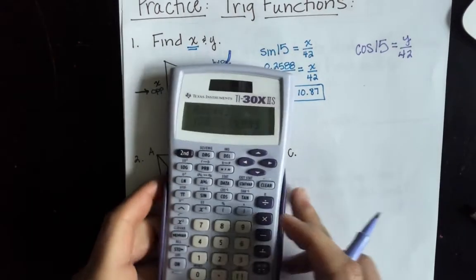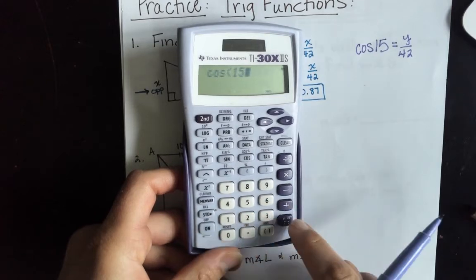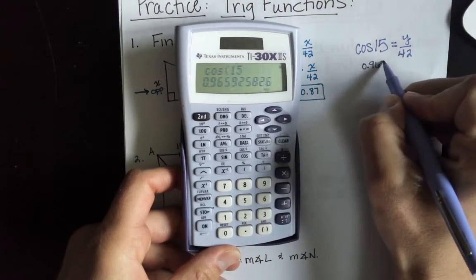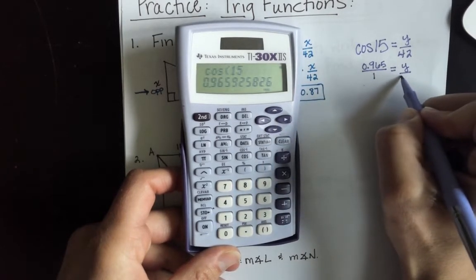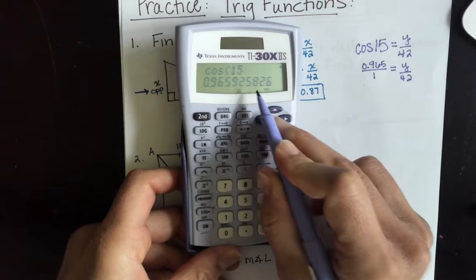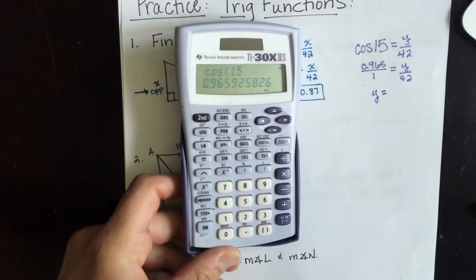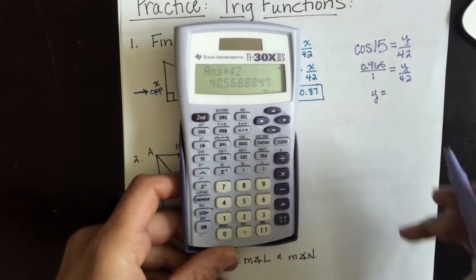Nothing's going to change except what button we push here. So cosine 15, again, just a few places to keep track that it's a ratio, and because I'm not going to take anything off of my calculator, when we cross multiply, 1 times y is going to stay y, and I'm just going to push times 42 in my calculator.